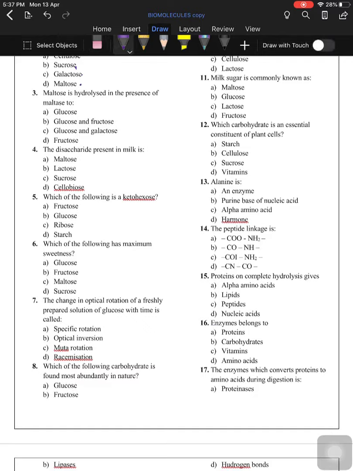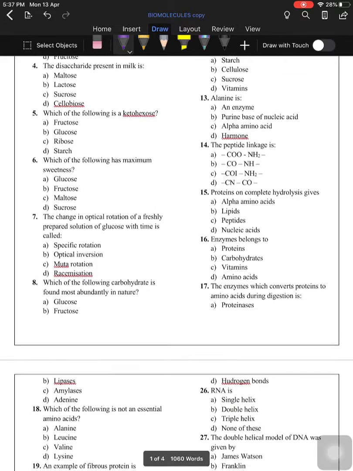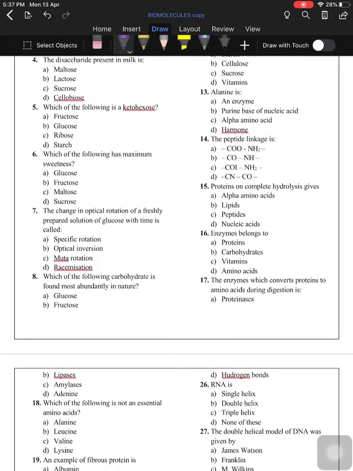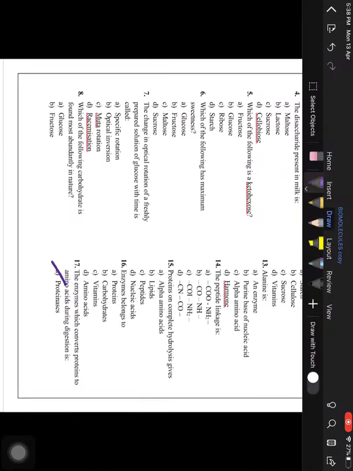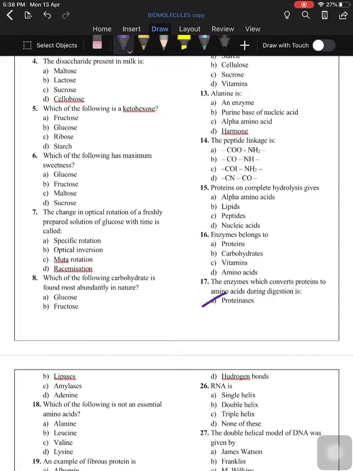Moving on to the next question, an enzyme which converts proteins into amino acids during digestion is also called as. See, this enzyme which converts proteins into amino acids during our digestion process, that enzyme we also call proteinases. Then moving on to the 18th question, these questions are very simple. On your own, you can even solve 60 questions in 60 minutes, right? Even 60 minutes is not required. Within that, you can easily solve these questions.